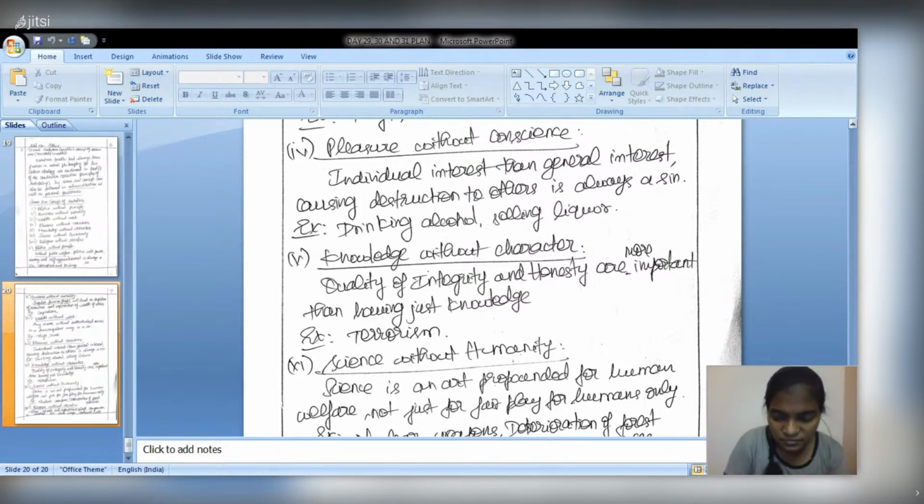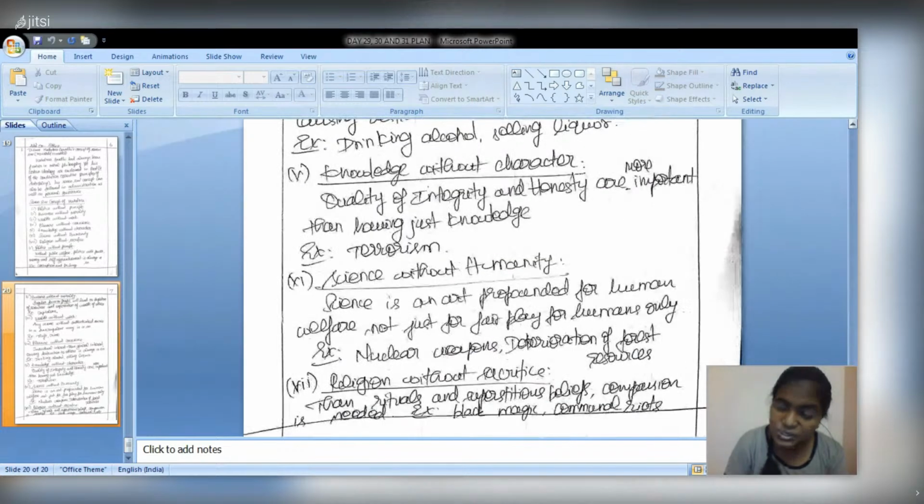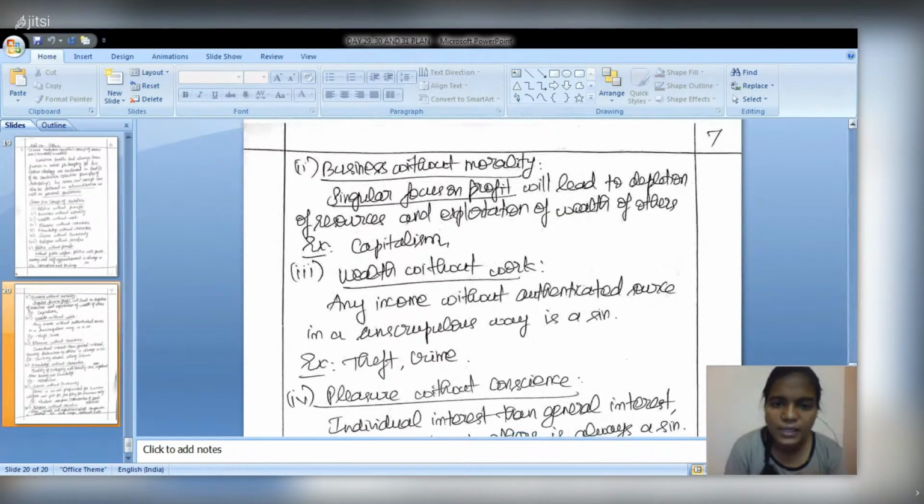But now we see untouchability, black magic and communal tirades. These are the consequences of religion without sacrifice. Knowledge without character, we can say terrorism. Business without morality, we can say capitalism. Wealth without work, theft and crime.